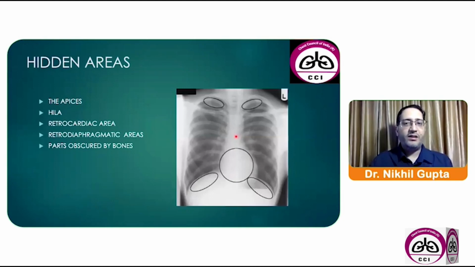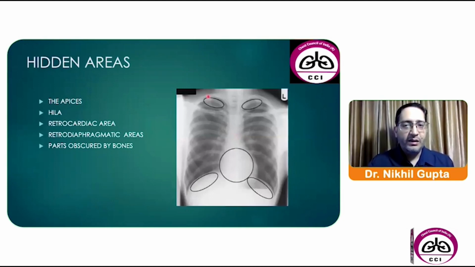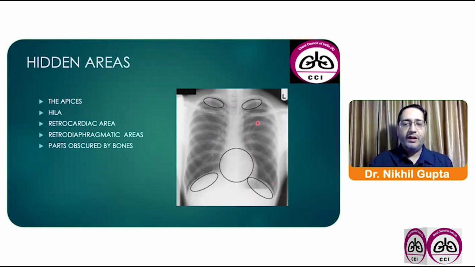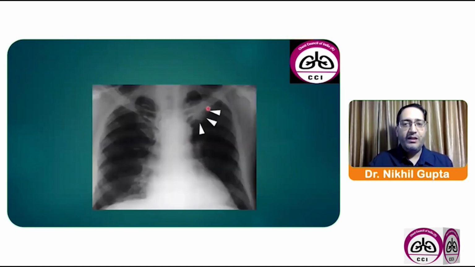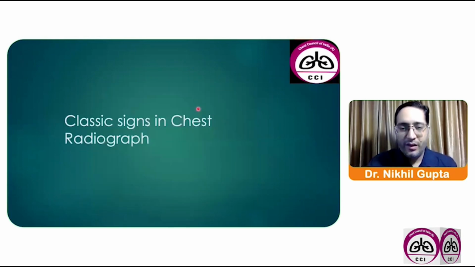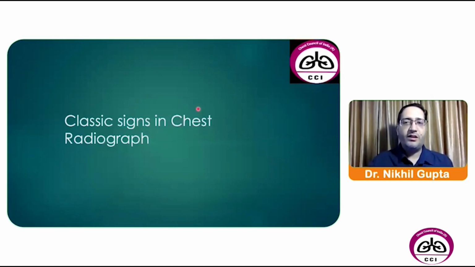Coming to the hidden areas. Hidden areas are the apices, the hila, the retrocardiac area, the retrodiaphragmatic area, and the parts obscured by bones. In this image, we can see a mass obscured by the ribs and clavicle here. First rib and clavicle.